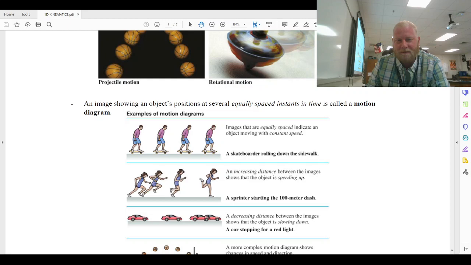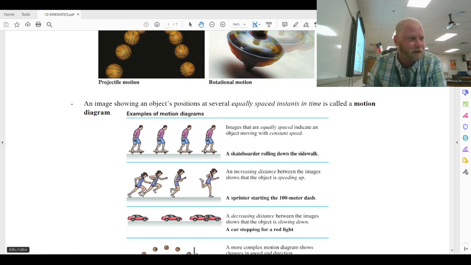Now, we model the motion of an object in several different ways. In the next video, we'll cover modeling motion graphically. That's going to be one of the huge ways. But one of the most basic ways is through the use of a motion diagram. Motion diagrams are very simple to understand. They're made simply so that anyone can look at a picture and go, okay, I understand what's happening. Is this thing speeding up? Is it slowing down? Is it moving at a constant speed?